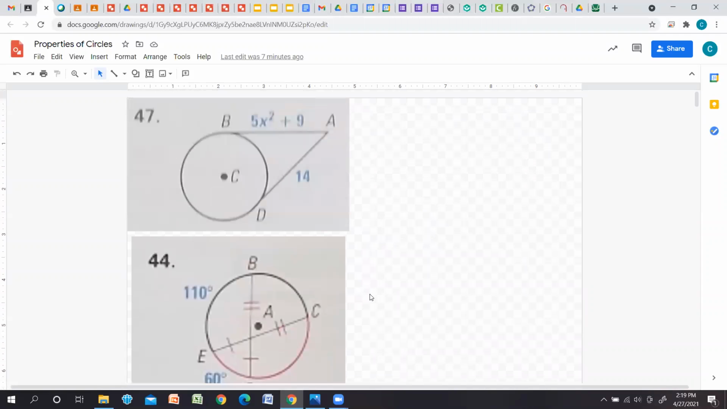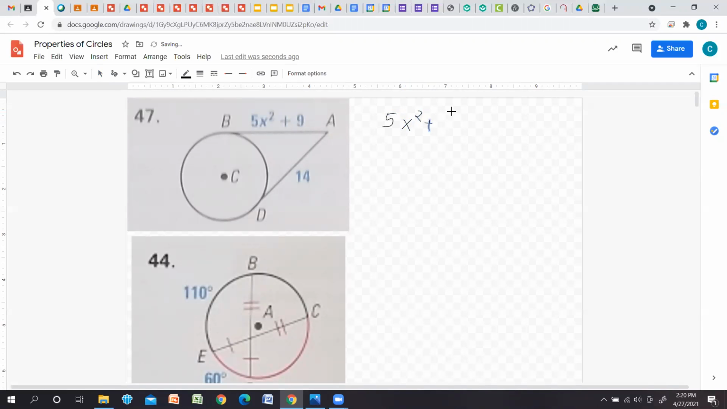All right, so there's one type of each problem here. So the first is involving tangent lines. So if these two lines are tangent, that means that they have to be congruent. So that means to solve for x, we can put these two lengths equal to each other.